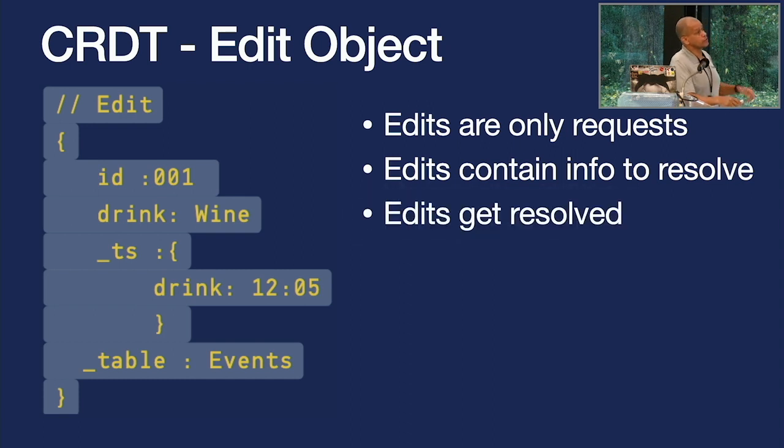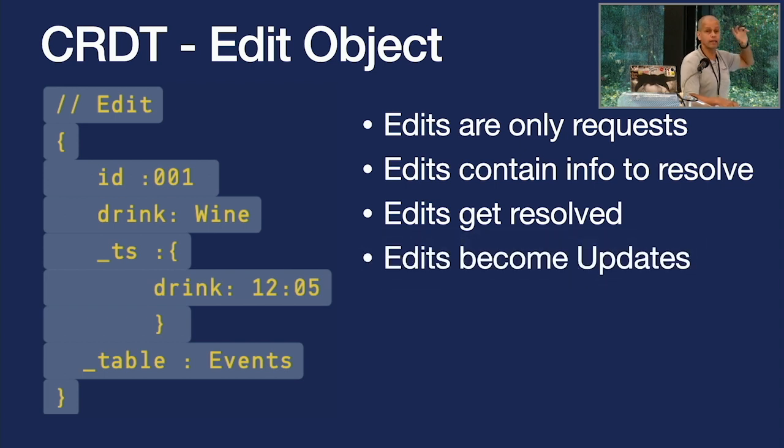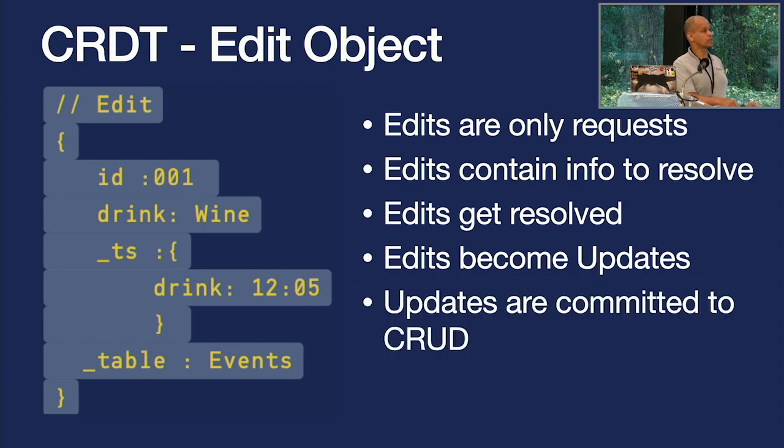Edits turn into resolution, so we resolve this edit. That means we need to take this to something else, to another machine, and we resolve that. Then we resolve that information, we can take that and we call that an update. So the update is really this information that I can more or less write to the CRUD. Right? And I take that information, I send it to my CRUD, and I write it confidently.